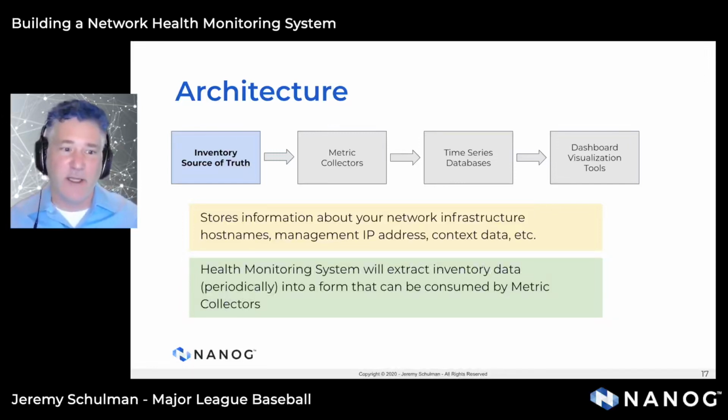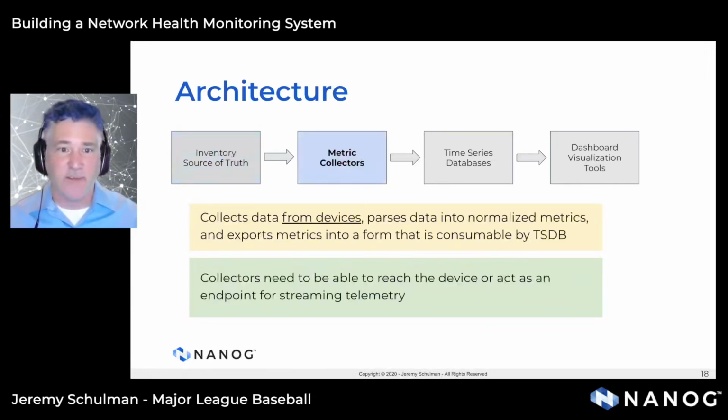And at the minimum, you need to know the management IP address and the host name. This is where you're going to get your context data: the device role, the interface role, what site it's in. This is essentially that data repository. You need one, because a health monitoring system will extract that data, and maybe even periodically extract it because that source may change, because it's what's going to be used by the collectors to figure out what they're supposed to be collecting.